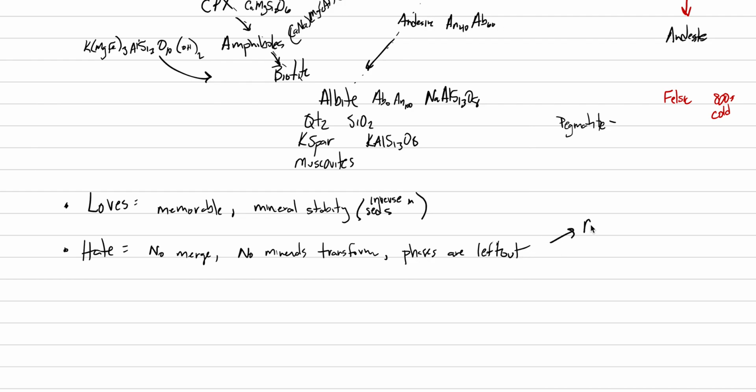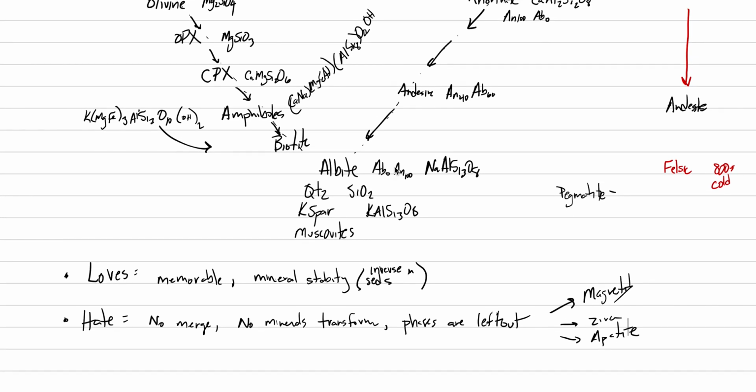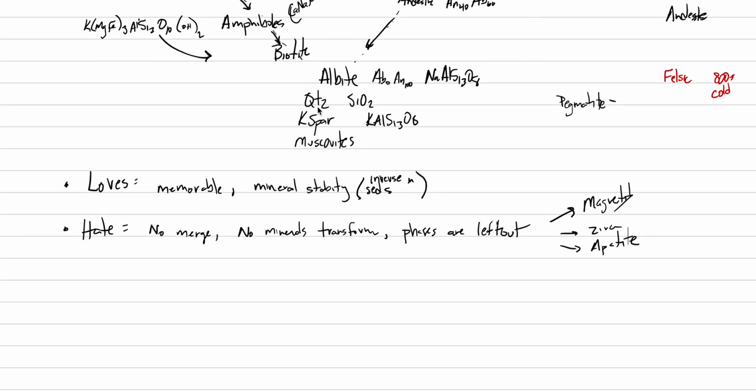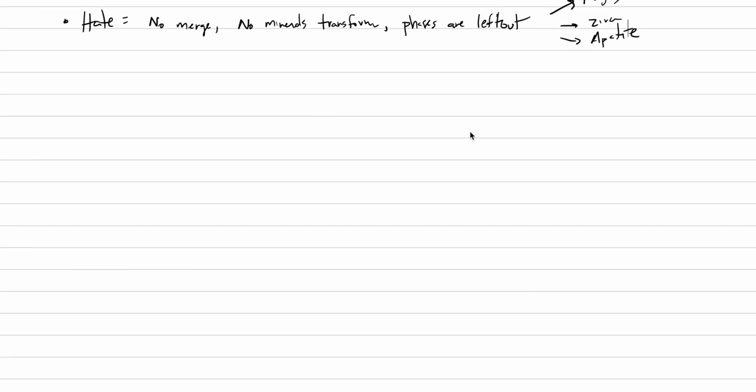Important ones too, right? Like magnetite, that didn't make it in there. And zircon didn't make it in there. And apatite didn't make it in there. And so we got to remember that these are still important minerals, even though they're not in Bowen's reaction series. Okay, I think we've done enough there. Let's talk about some more quantitative ways in which this is used.